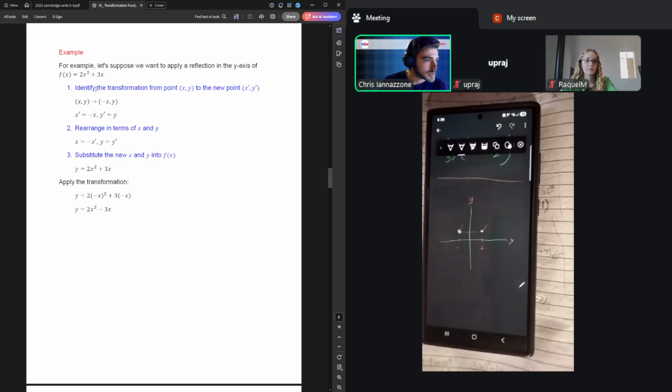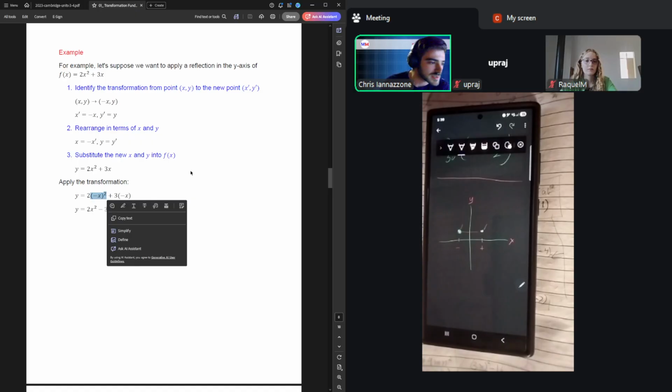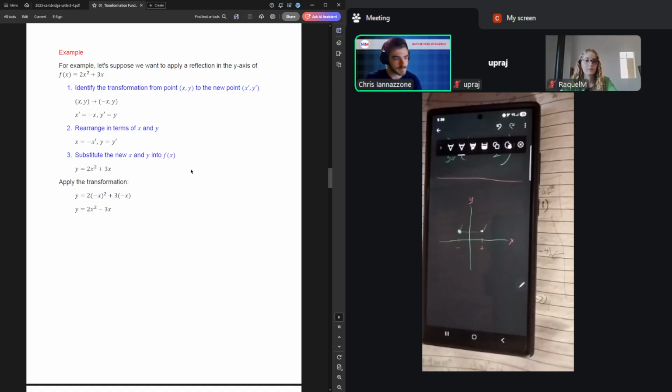As for how that might look when you have, for instance, multiple variables, you're essentially just replacing every x with a negative x. And in some circumstances, that can obviously be simplified, for instance, when you square it. Any questions about that?